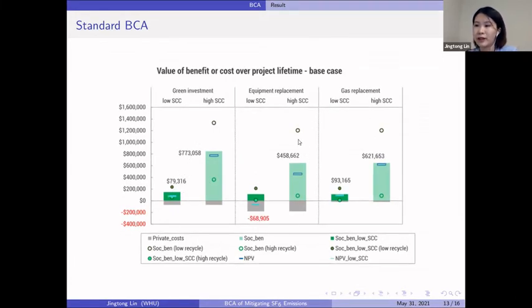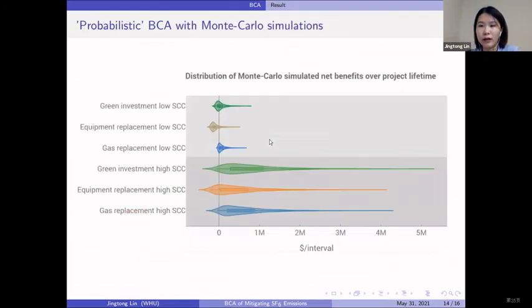The base case NPVs all become very positive and very large. And next, we allow all parameter uncertainties. We conduct a Monte Carlo simulation in which all parameters simultaneously change according to their distributions. The simulation results are plotted in this figure.